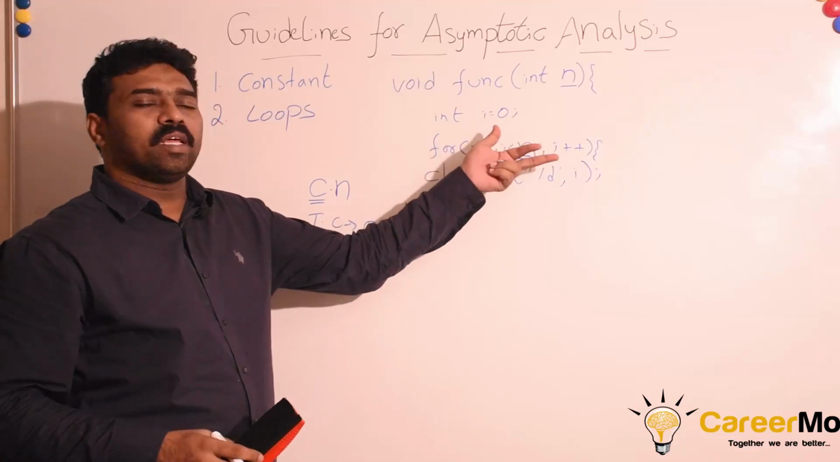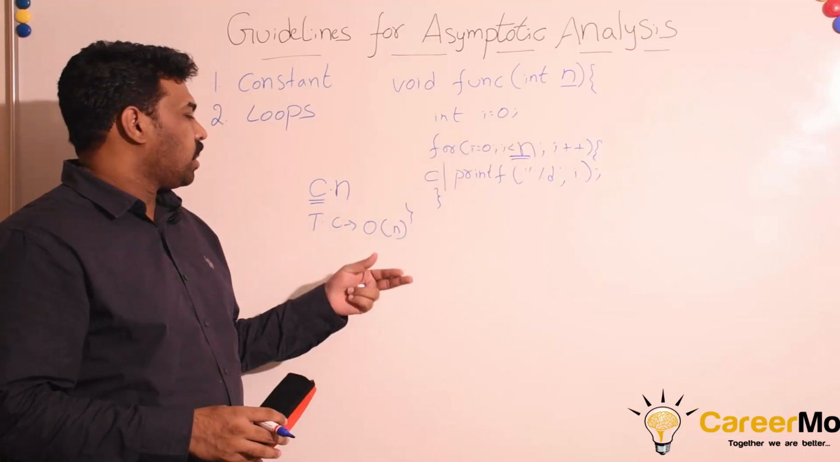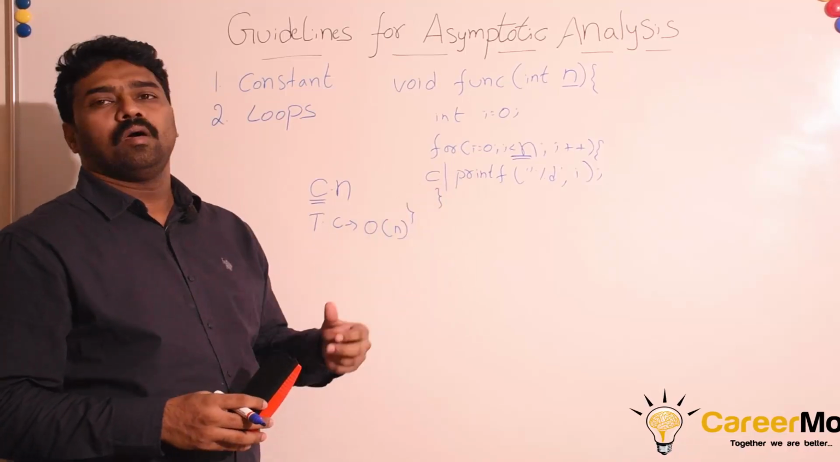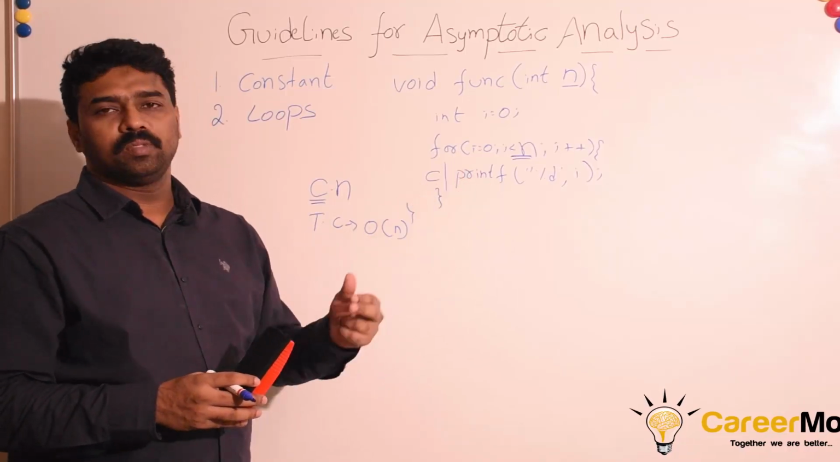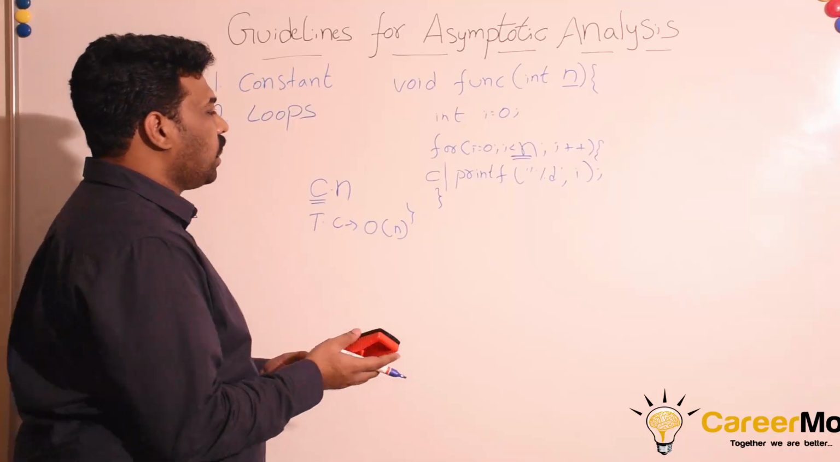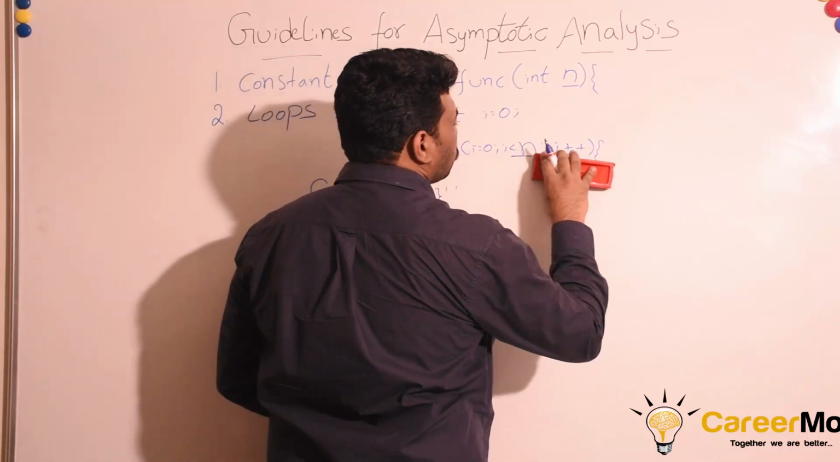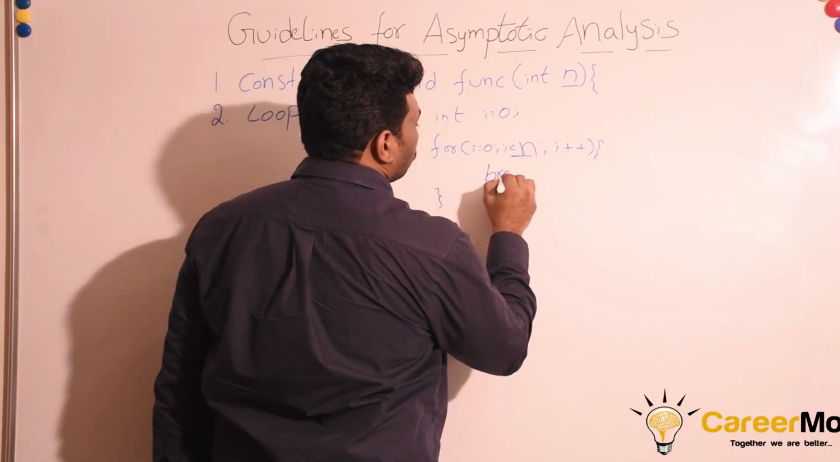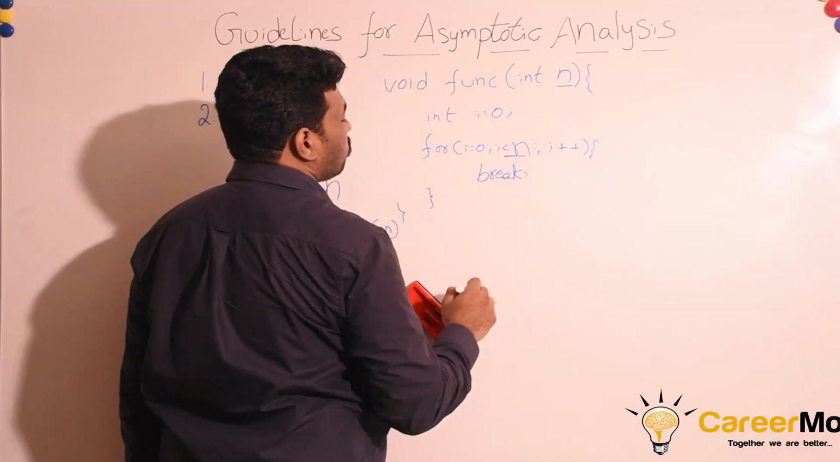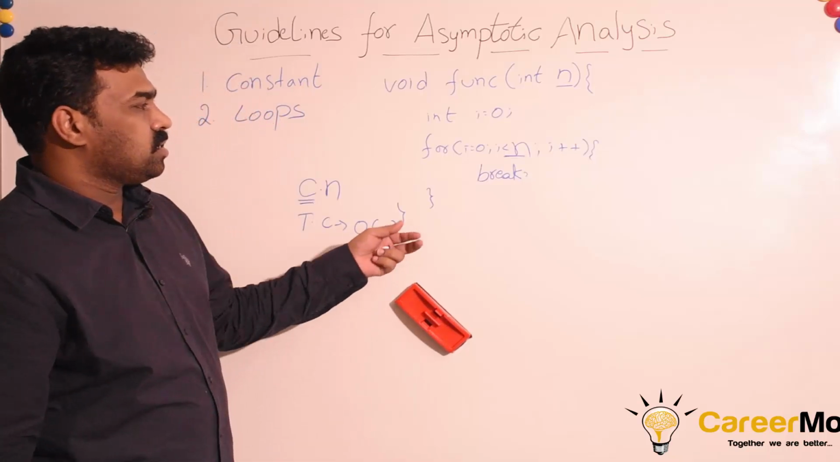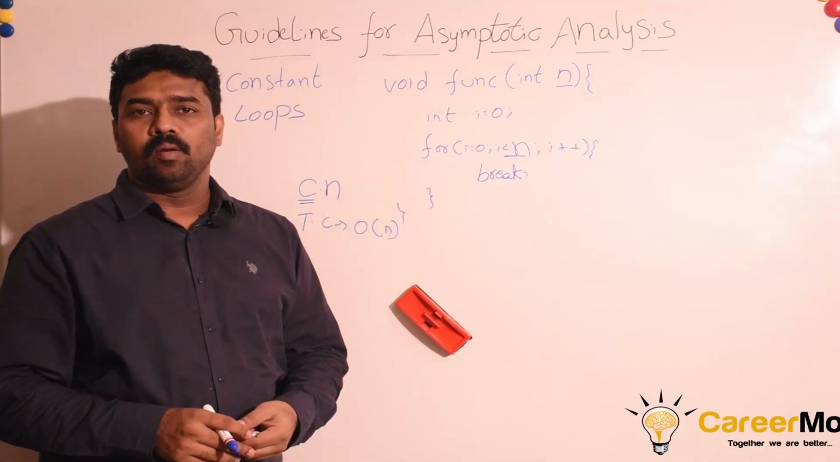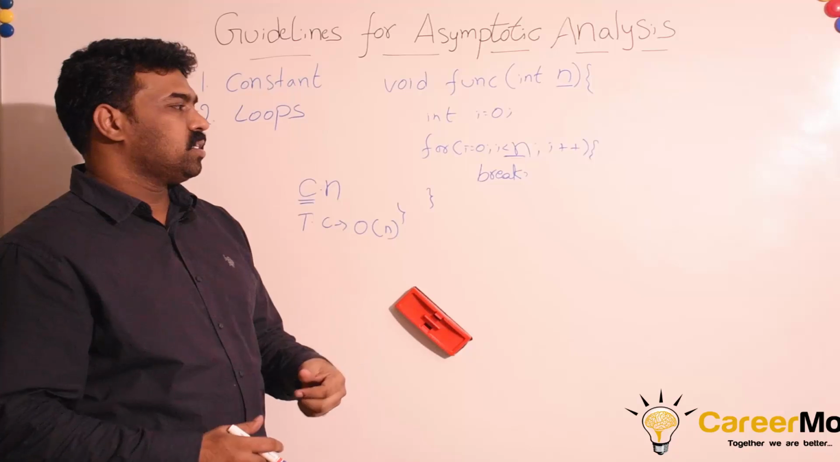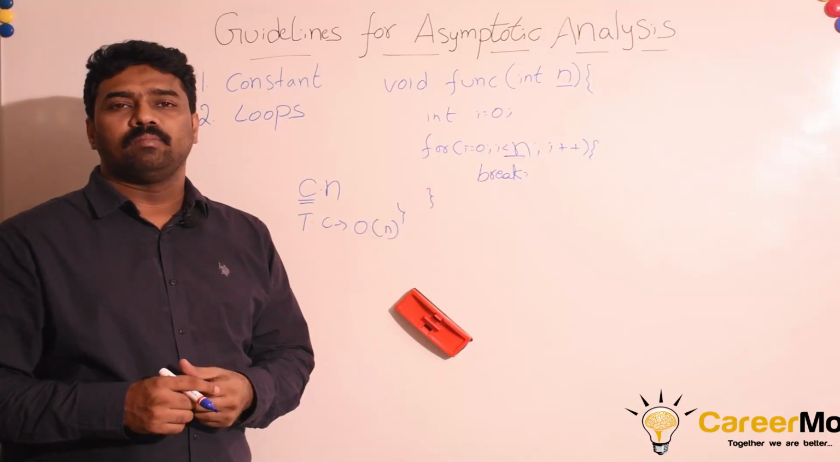If it is varying in terms of input, we can say the running time of the algorithm is order of n for a loop section like this. Now let us consider a small variant of this one. Instead of printf, let us add a break statement. In this case, even though the for loop seems to be dependent on the input, after the first iteration we are coming out of the loop because of the break statement.